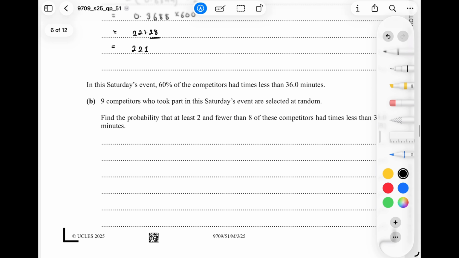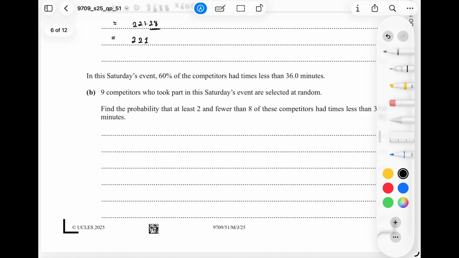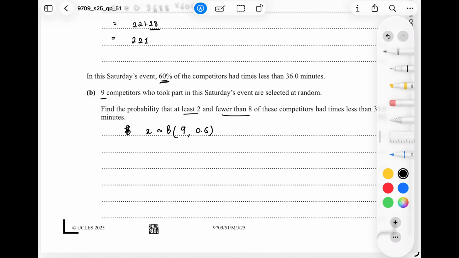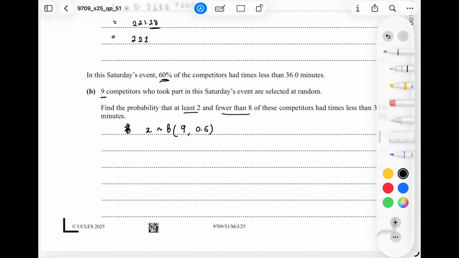Okay. Next question. In this Saturday's event, 60% of the competitors had a time less than this. 9 competitors took part. So now we know the total number of people, and with the probability of success and everything, that just narrows it down to binomial distribution. So X is binomially distributed with a total of 9 people and a success rate of 0.6. Find the probability that at least 2 and fewer than 8 had times less than this.